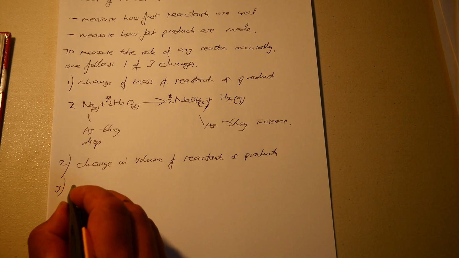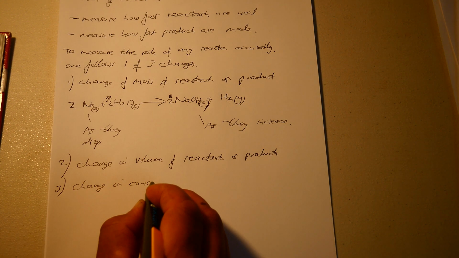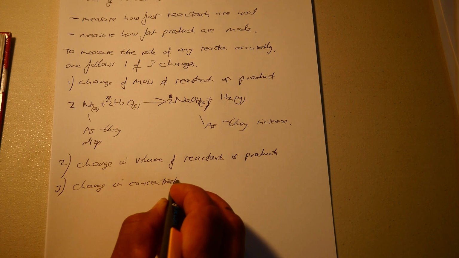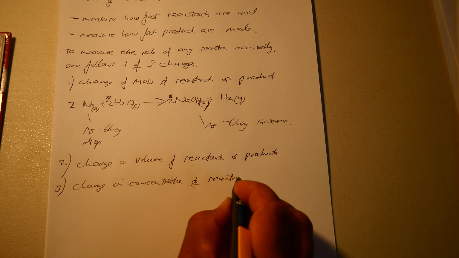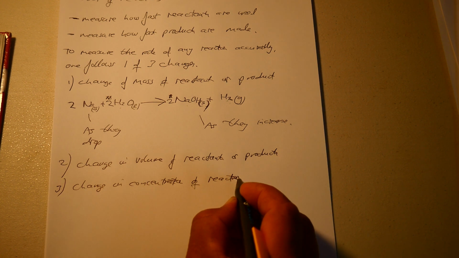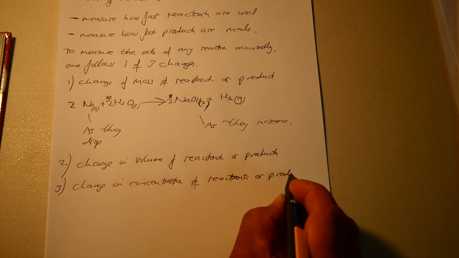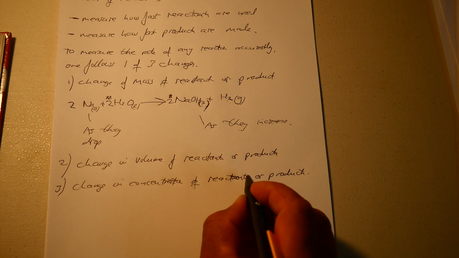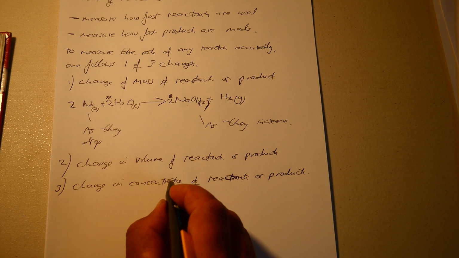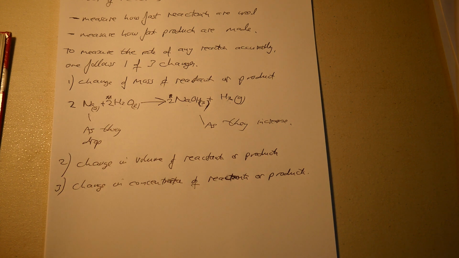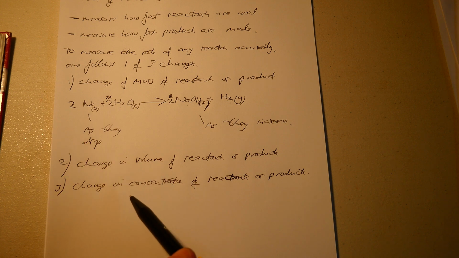And 3, you get change in the concentration of reactants or products. Okay, so those are 3 things you can measure: the change in the mass, the volume, or the concentration.